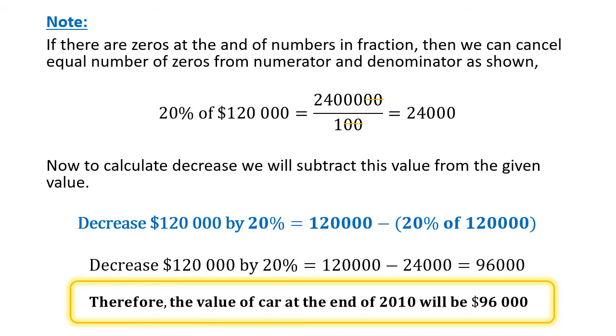Then to calculate the decrease, we will subtract 20% of 120,000, that is 24,000, from the initial value, that is 120,000, as shown in steps. After subtraction we have 96,000. Therefore, after decreasing 20%, the value of the car at the end of 2010 is $96,000.